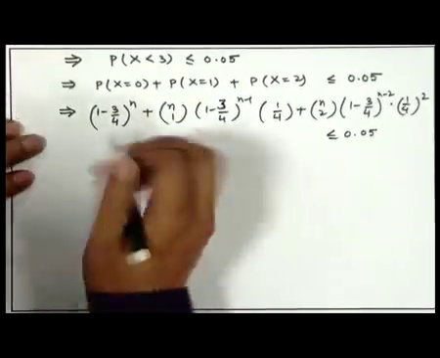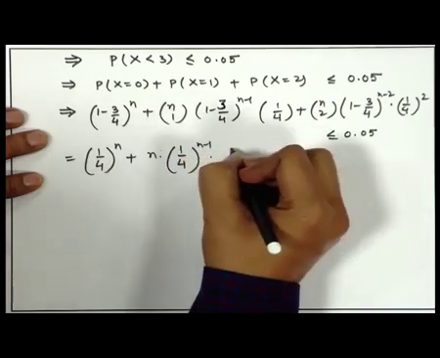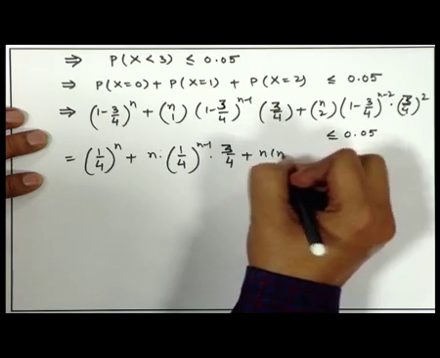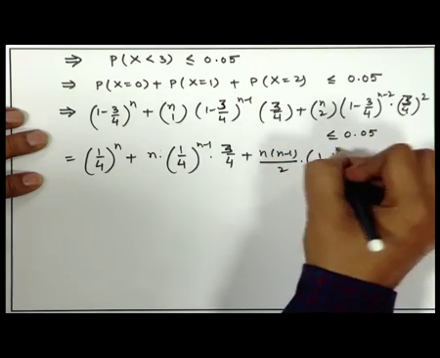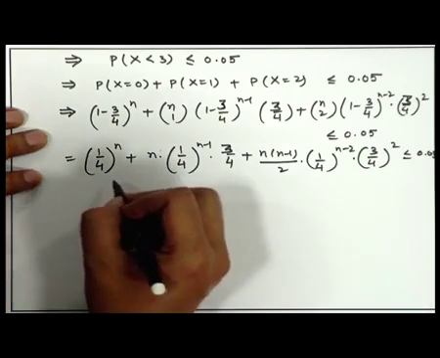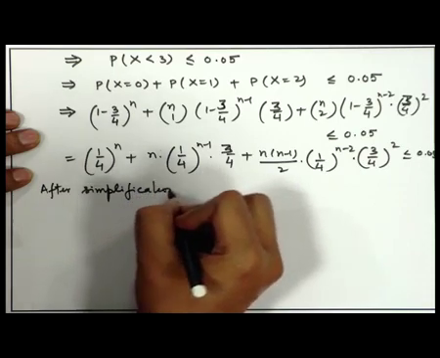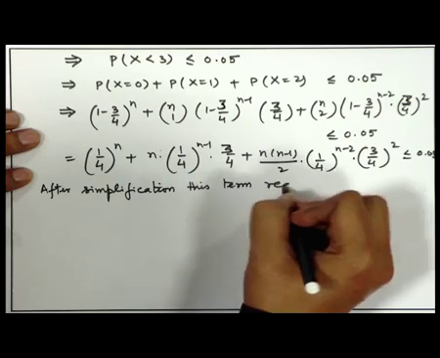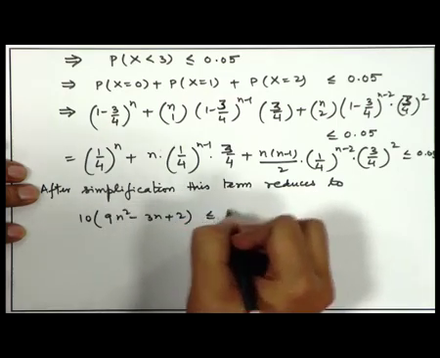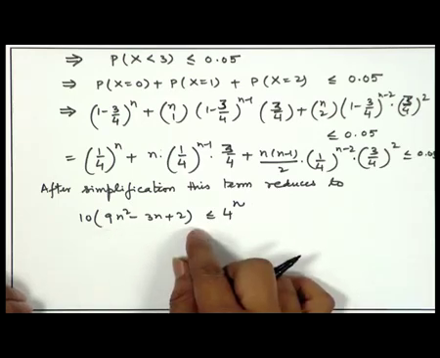So, this becomes a little bit of algebra here. This first term is (1/4) to the power n plus n (1/4) to the power n minus 1 into 3/4 plus n(n minus 1)/2 (1/4) to the power n minus 2 (3/4) square less than or equal to 0.05. So, we can simplify this: 10 into (9n square minus 3n plus 2) less than or equal to 4 to the power n. Now, we have to check for what values of n this becomes true.